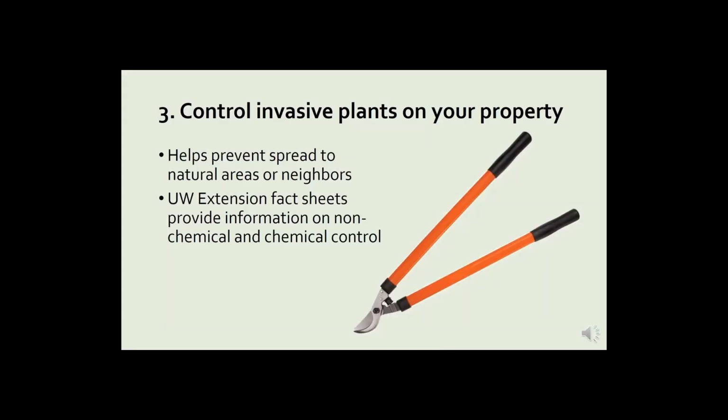A third option in your own yard is to control these invasive plants. This will both help prevent the spread to your neighbor's property, but also help prevent spread to natural areas where these plants can be highly problematic. If you're not sure where to start, you can go to the UW Extension Learning Store and search for invasive species fact sheets. And these fact sheets will provide you identification information on many of our common invasive species, and then control recommendations with both non-chemical and chemical methods.